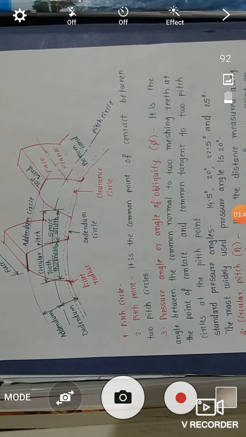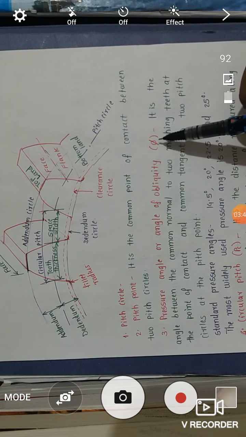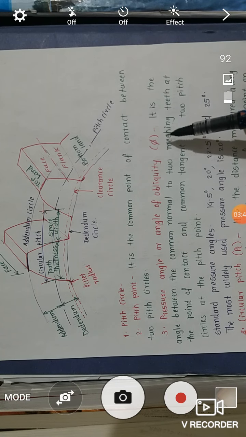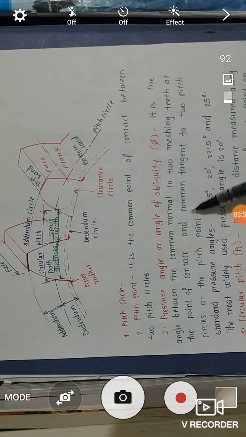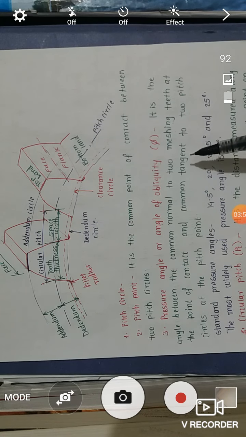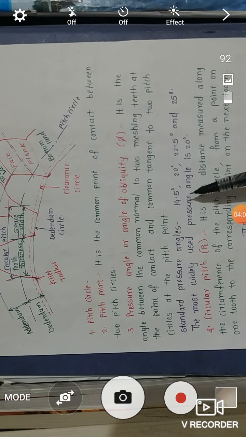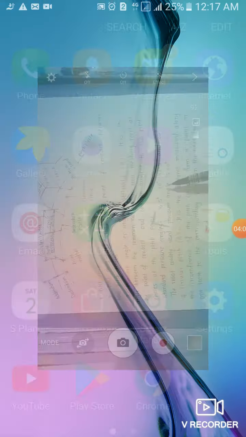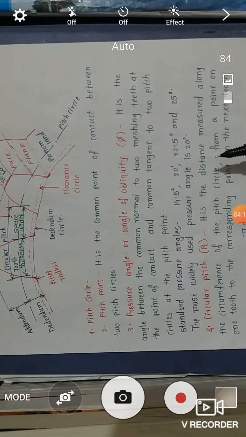Third is pressure angle or angle of obliquity. It is represented with the symbol phi. It is the angle between the common normal to two meshing teeth at the point of contact and the common tangent to the pitch circle at the pitch point. Standard pressure angles are 14.5 degree, 20 degree, 22.5 degree and 25 degree. The most widely used pressure angle is 20 degree.